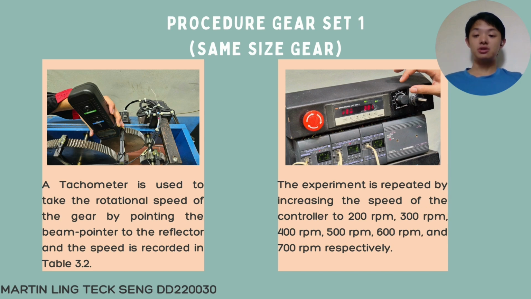Then a tachometer is used to test the rotational speed of the gear by pointing the beam pointer to the reflector, and the speed is recorded in table 3.2. The experiment is repeated by increasing the speed of the controller to 200, 300, 400, 500, 600 and 700 RPM respectively.